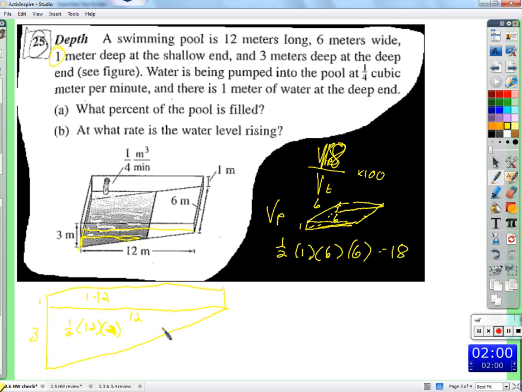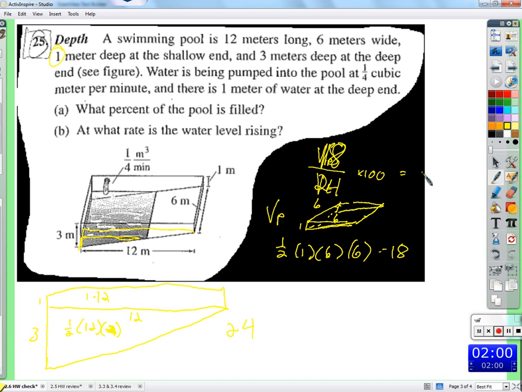Okay. So we got the total area of the cross section is how much? 12 plus that is what, 24 you said? Oh, plus that. Oh, okay. This plus this? Alright. 12 plus 12, 24. So the total volume is 24? Alright, so what percentage? 18 divided by 24, times 100.